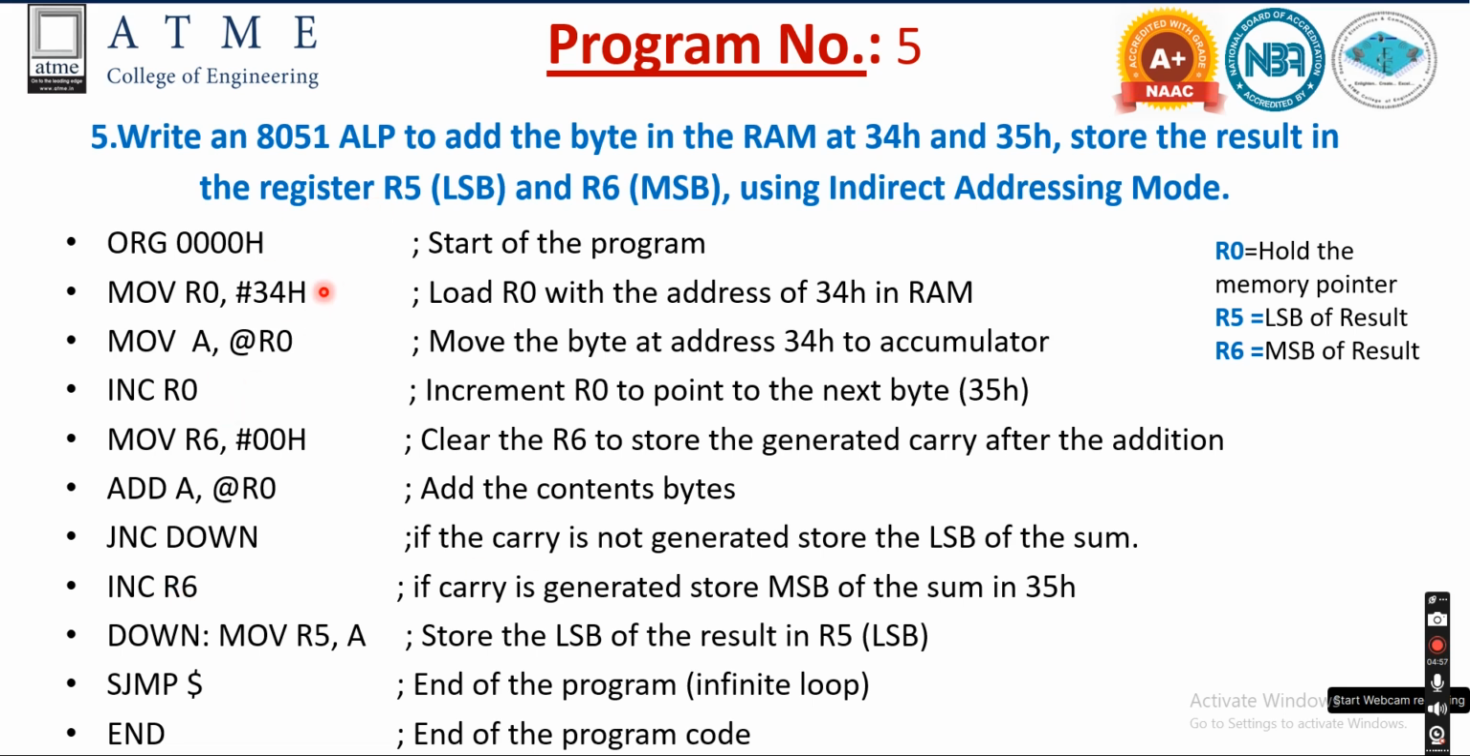In this case, the two data are stored at 34 and 35. The data at 34 will be transferred to the accumulator first, then the memory location will be incremented to 35, and later on it will be added. Before that, in order to store the carry, register R6 is initialized. After addition, if there is no carry, only the result has to be stored in R5. So if there is no carry, you have to jump to the specified label.